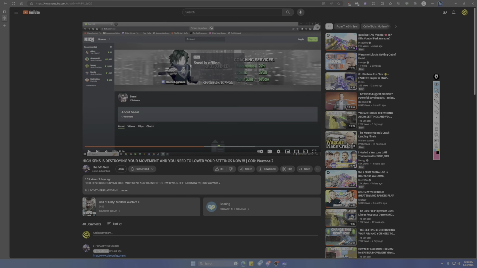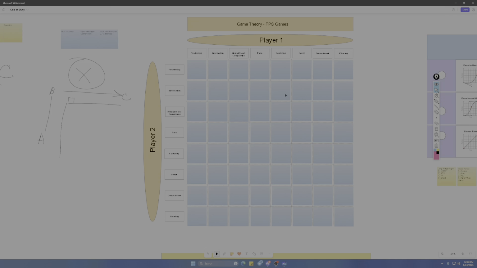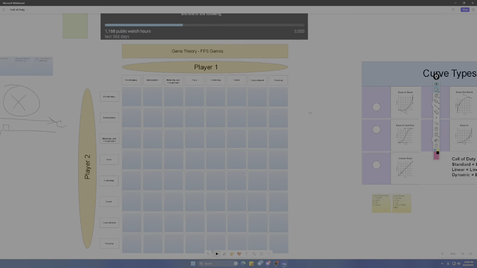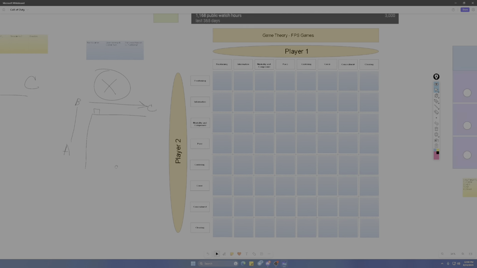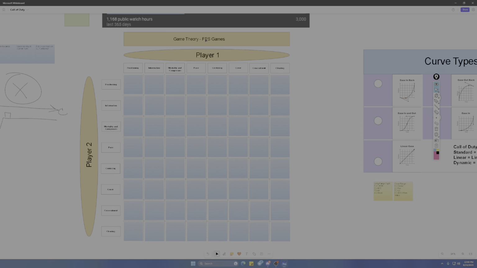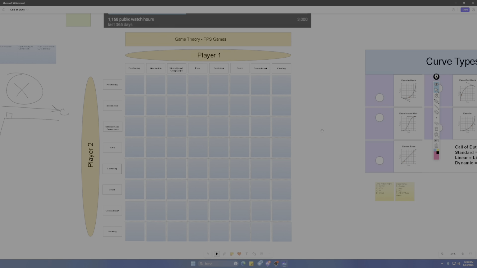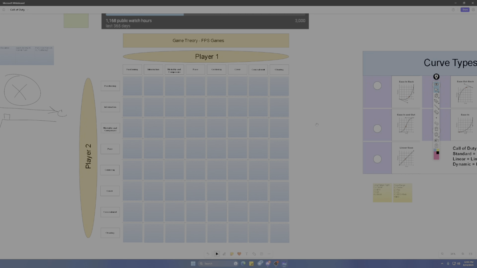Kind of moving back over here, I think there's some fundamentals that we can discuss, and I have this game theory grid up. I'm not sure if everyone's familiar with game theory or not, but it has a lot of different applications. It's not just for video games.